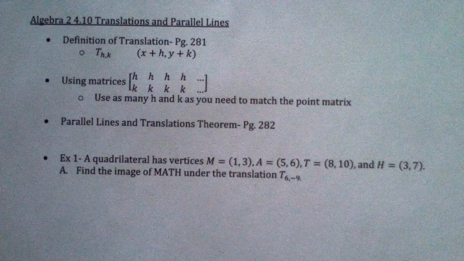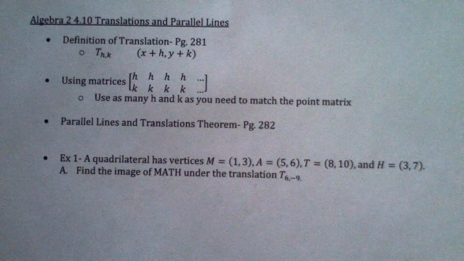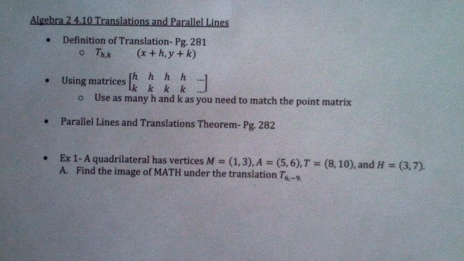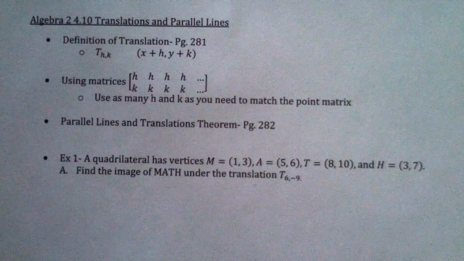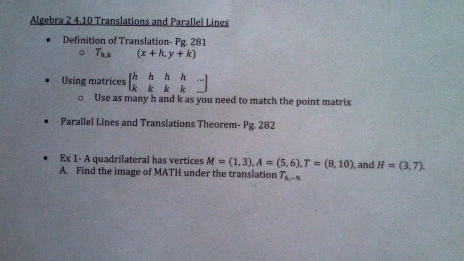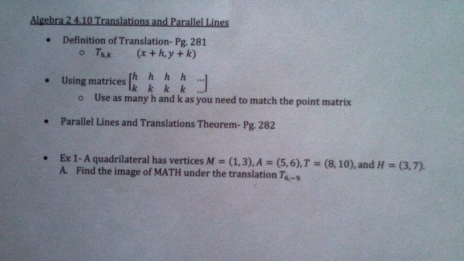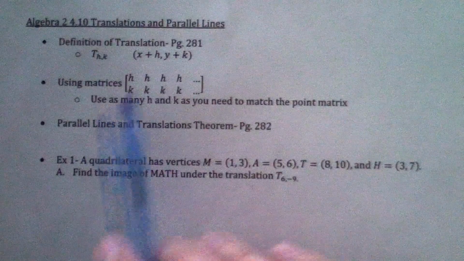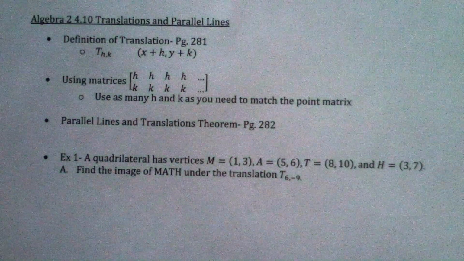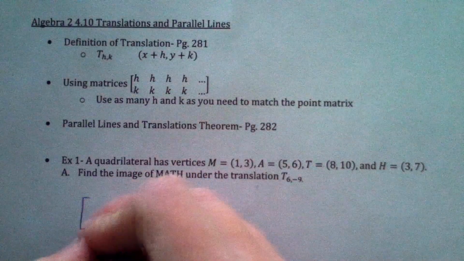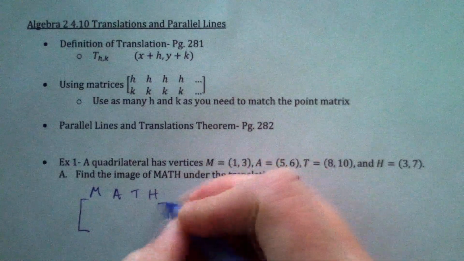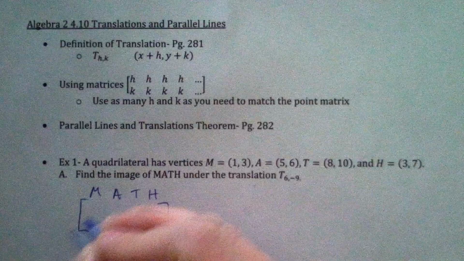Quadrilateral MATH has vertices M, A, T, and H. Find the image of MATH under the translation T sub 6, -9. Okay, so what we're going to do is actually add with this. Instead of multiply like we've been doing, here it's adding your H values and adding your K values. It doesn't matter the order on addition, so I'm going to take my original matrix, MATH. That would be 1, 3, 5, 6, 8, 10, and 3, 7.